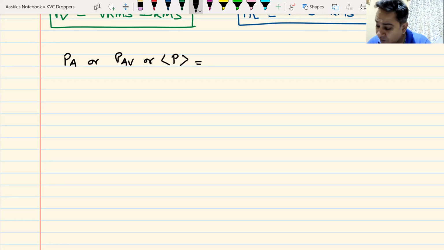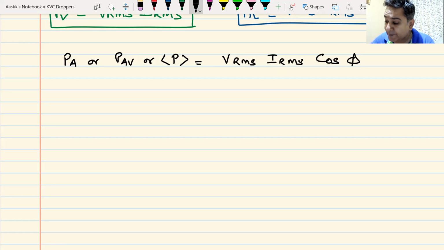Remember that the formula for that is already seen: VRMS into IRMS into cos of phi. We are already accustomed to this cos of phi, which is known as the power factor, PF. But what is this phi? Let us elaborate this phi so that we get everything clear.